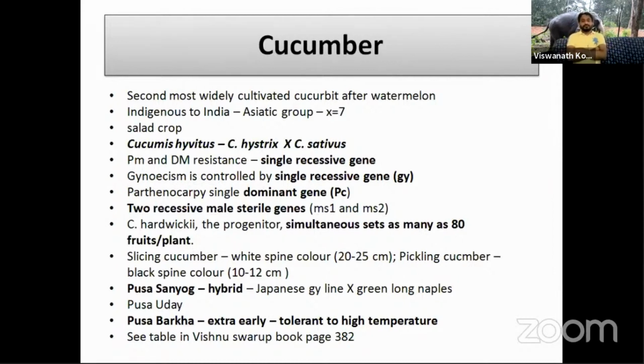So it is a salad crop. It is not a cooked one. Salad crop means we eat the raw cucumber. And there is one species, Cucumis hytivus. It was a cross between two species, Cucumis hystrix and Cucumis sativus.